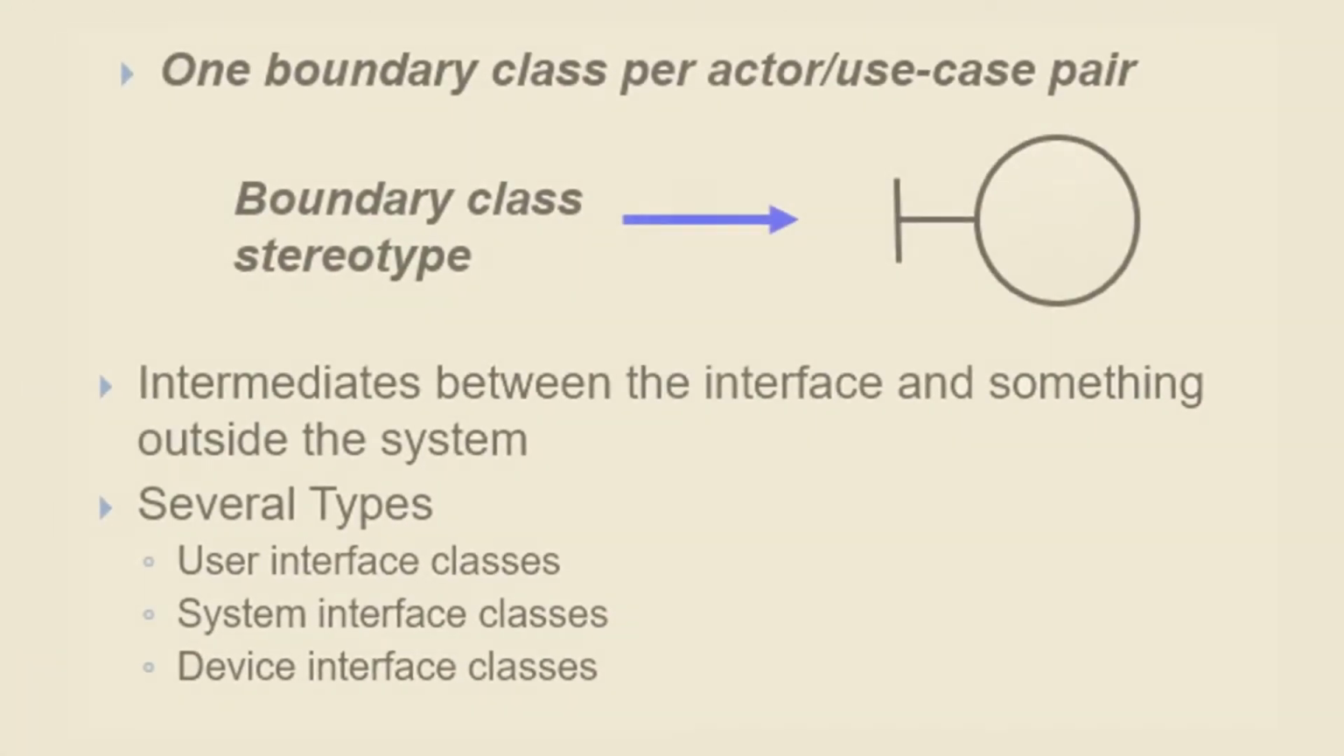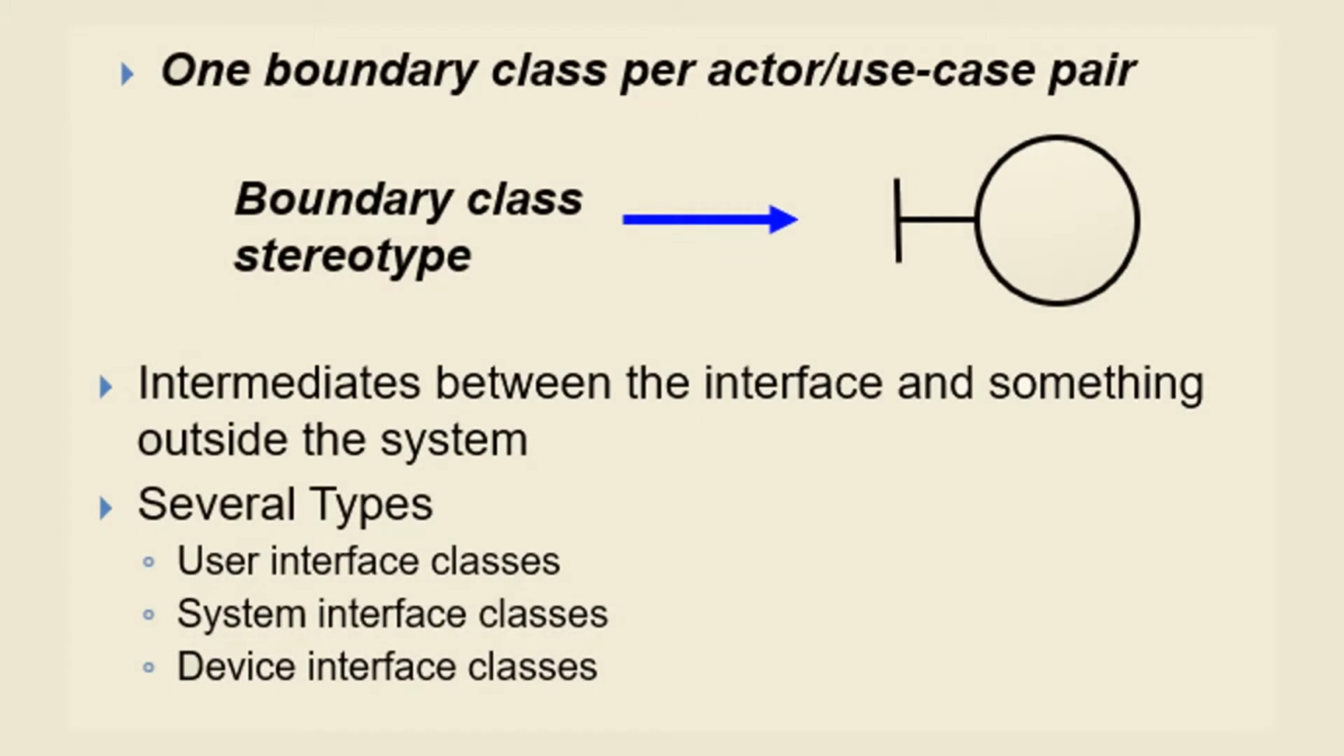Now, in order to identify boundary classes, we need to take into consideration the guideline, which states that we will identify one boundary class per actor use case pair. There may also be several different types of boundary classes that we can identify. For example, user interface classes for when we're interacting with a user, or a system interface class, or even a device interface class when we're interacting with another system or a device.